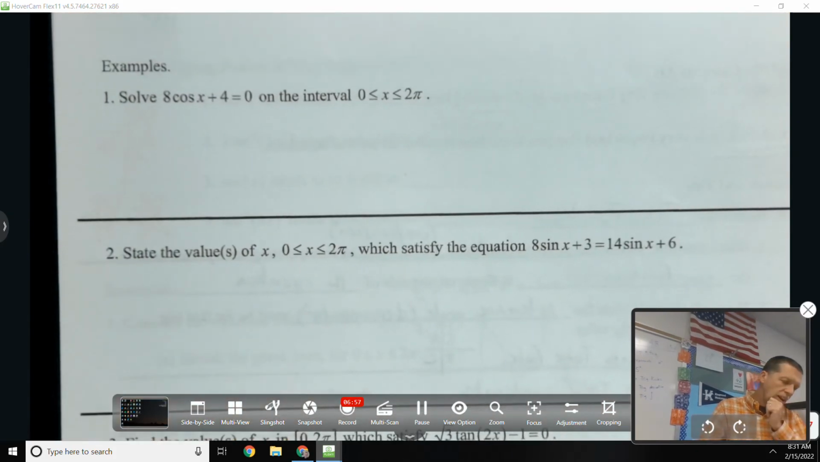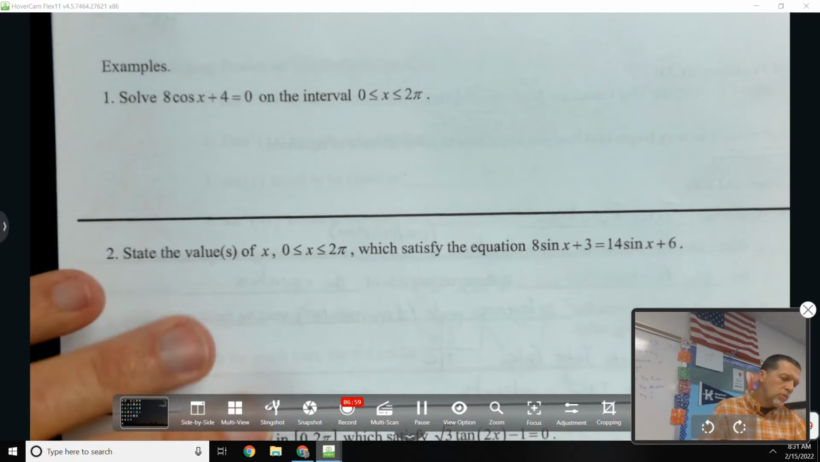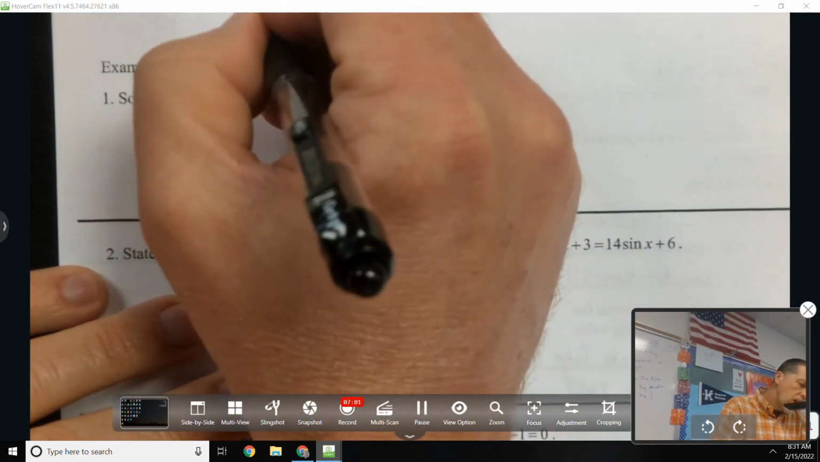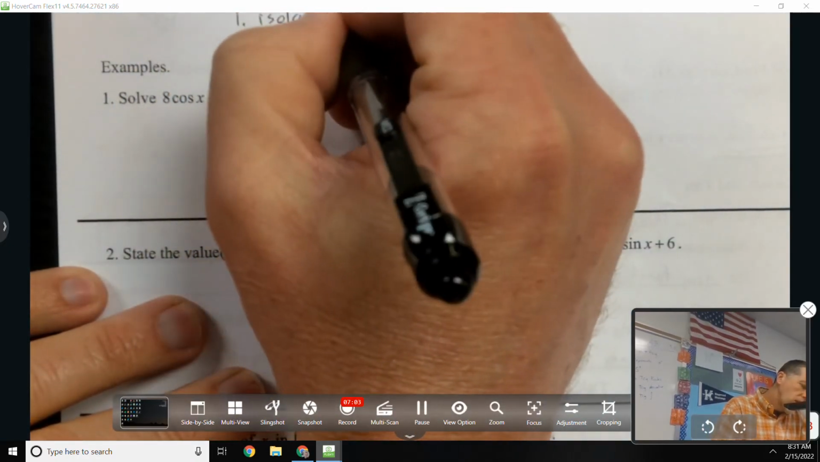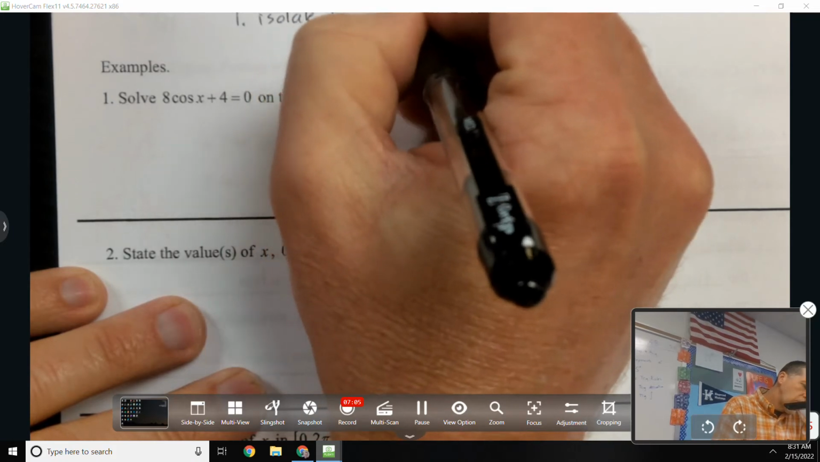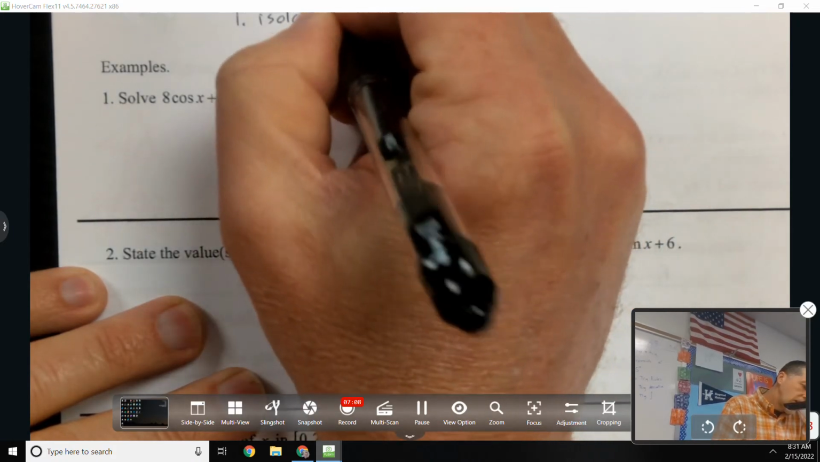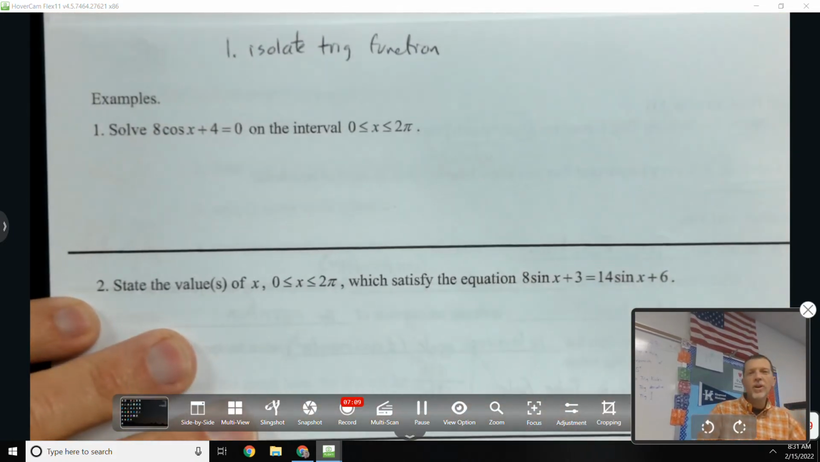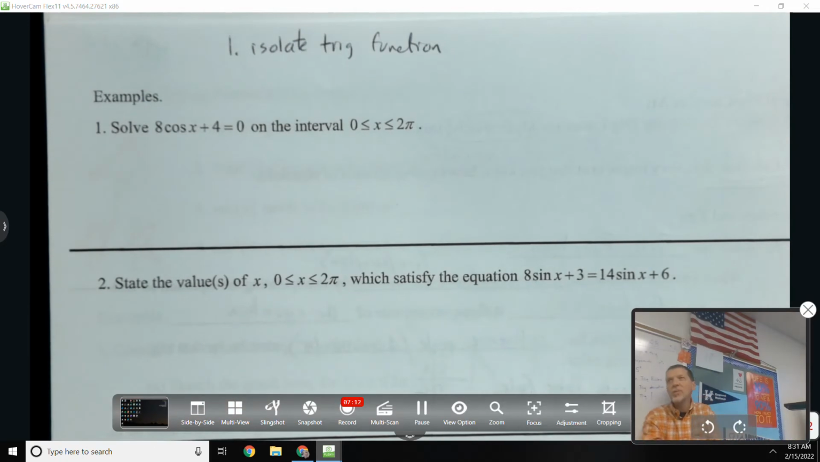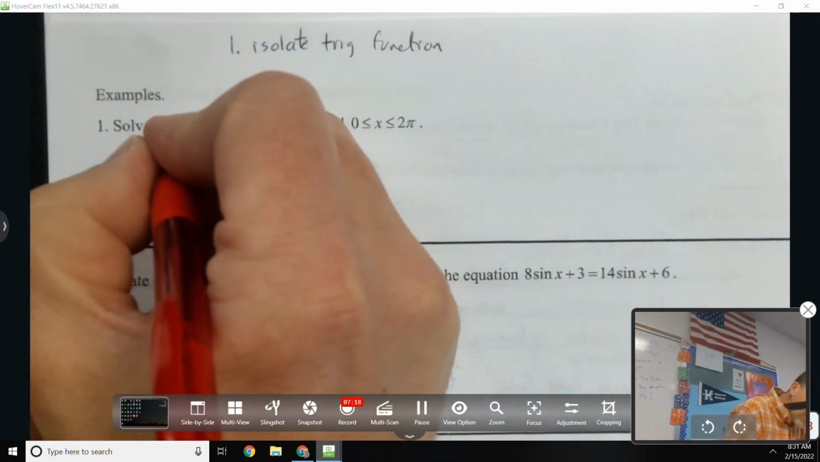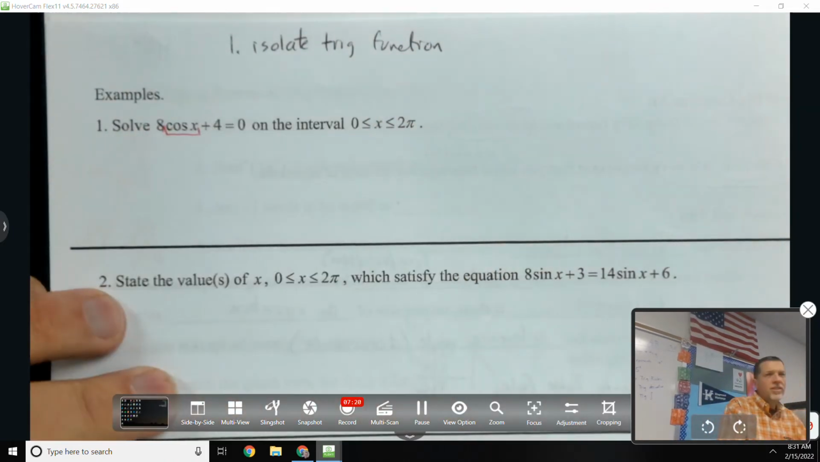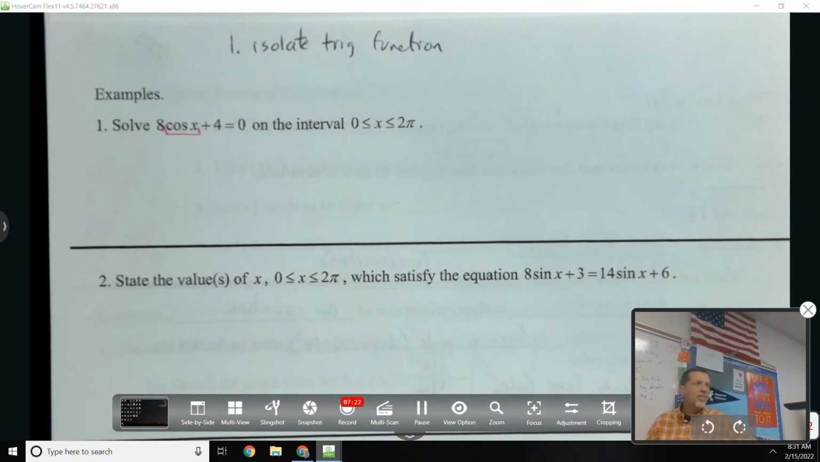Number 1 is 8 cosine x plus 4 equals 0. Well, job 1 on all of these, and I hesitate to put 1 because I don't know that there's going to be any other steps, but job 1 is always going to be isolate the trig function. So get cosine of x by itself. So that's an algebra step. You got to move some things around to get cosine of x by itself.